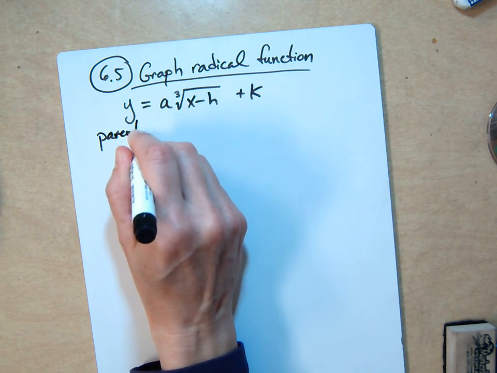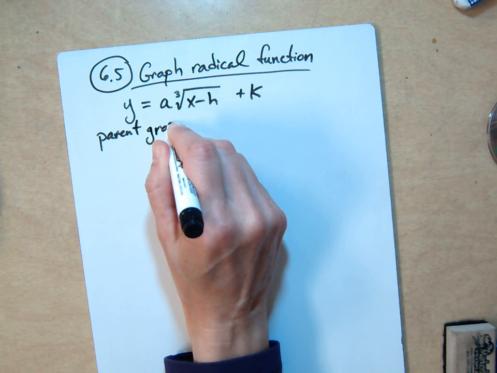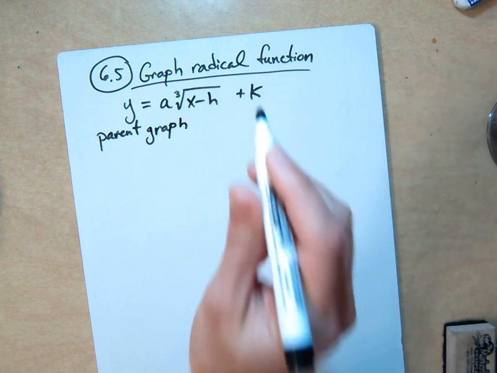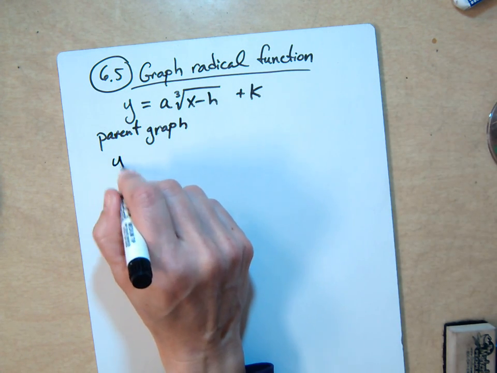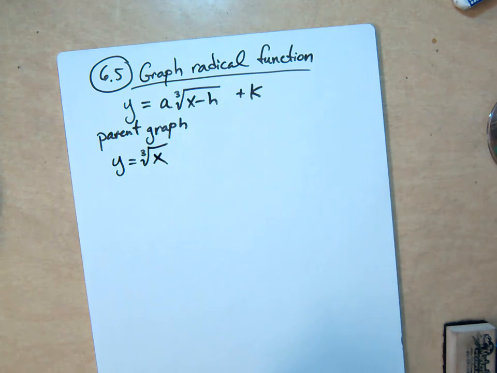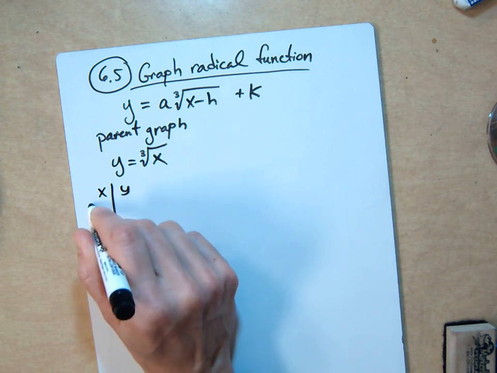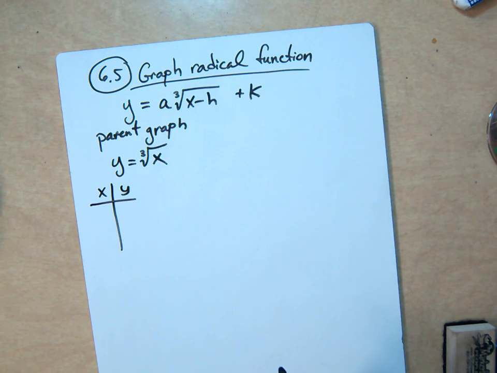We want to know what that general shape is for the parent graph. So we're going to do y equals the cube root of x. We really haven't talked about this at all. So the way you do any basic graph when you're trying to figure it out is you make a table of values. So you go like this, x, y, and you pick the easiest values that you can.